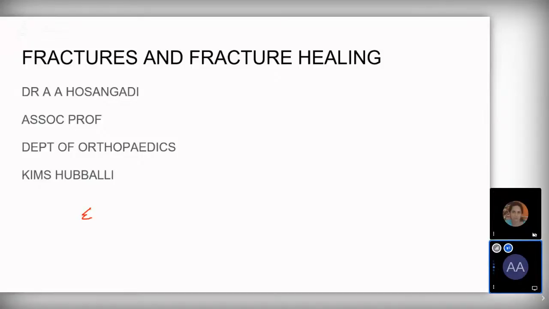Okay, we'll start with the basics once again. Kind of back to basics. Fractures and fracture healing. Okay, it's quite a basic thing. It can cover partly the physiology of fracture healing also. Nowadays they are taking anatomy, orthopedics together, physiology and orthopedics together. So you'll get a kind of clinical applied physiology or applied anatomy.